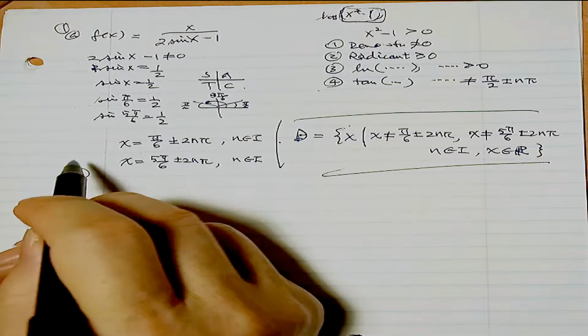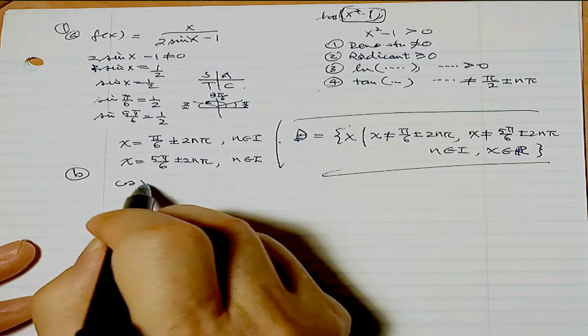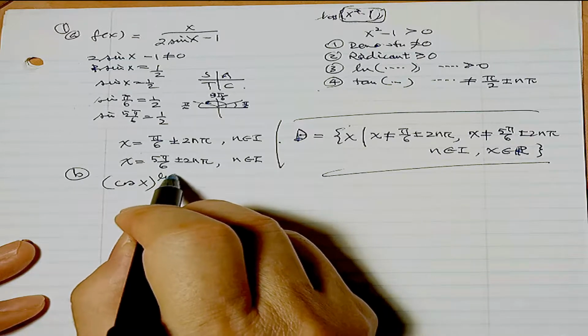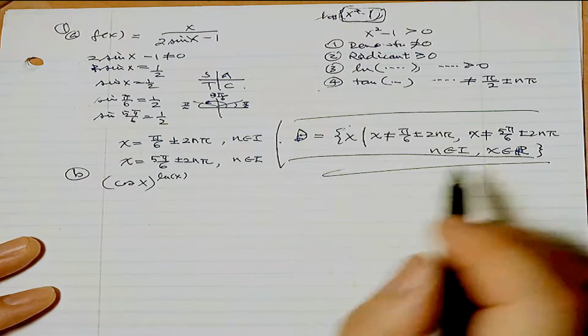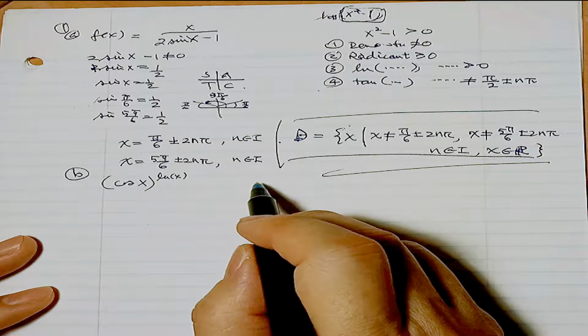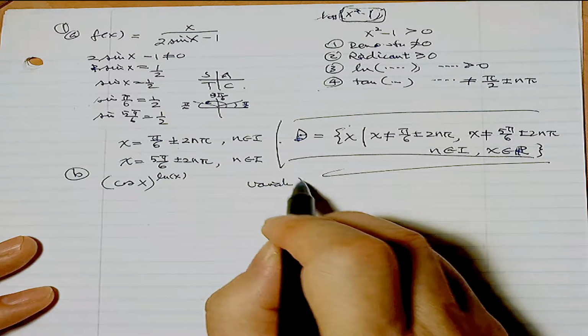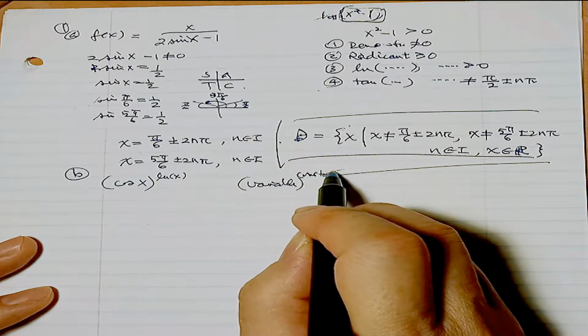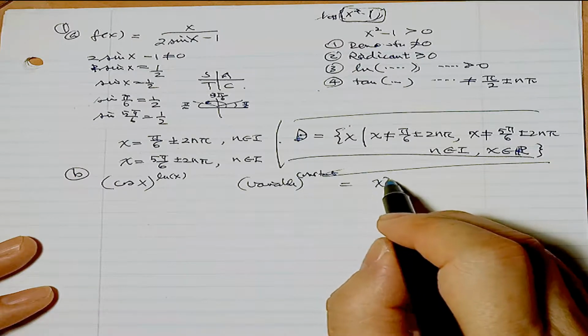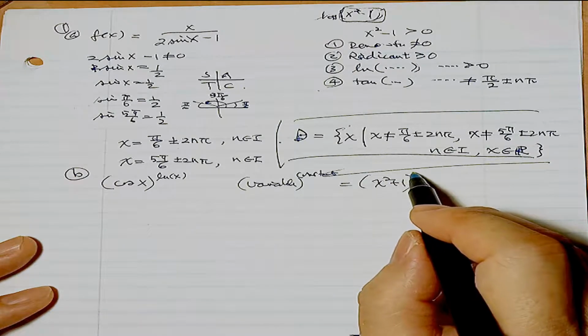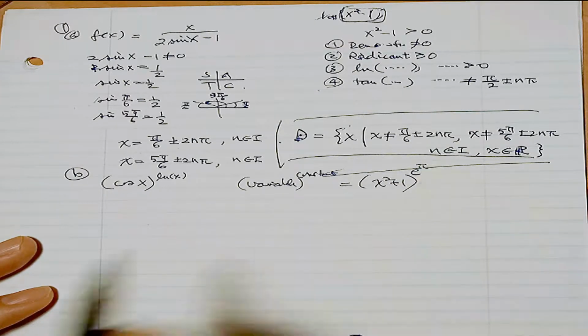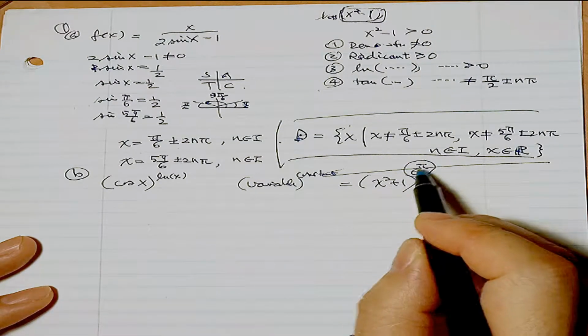Question part b: find the derivative of cosine x to the ln x. I may have to digress a little to do a review. If you have a variable to a constant, for example x squared plus 1 to a constant, let's say I have e to the pi. Well, this is really a constant. E to the pi is really a constant.